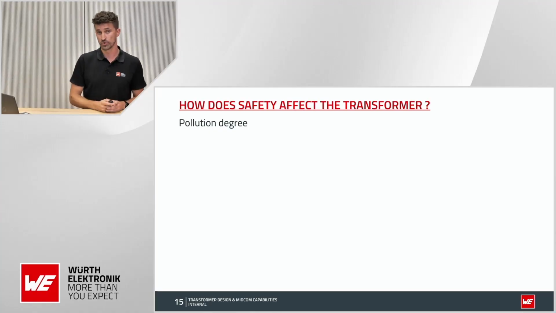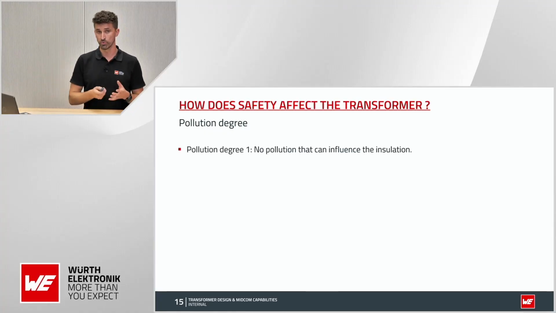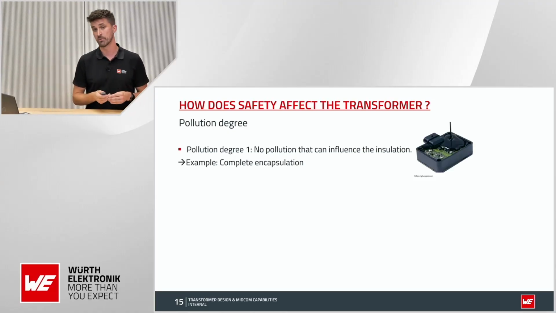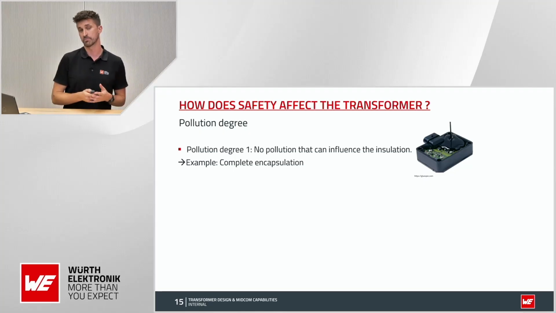Now we are seeing the pollution degree, which is another important parameter to take into account when designing for safety. In pollution, there are 3 main categories, and they start from pollution degree 1. In this case, the transformer is placed in an environment where there is no pollution that can affect the insulation. An example can be a potted part or completely encapsulated.